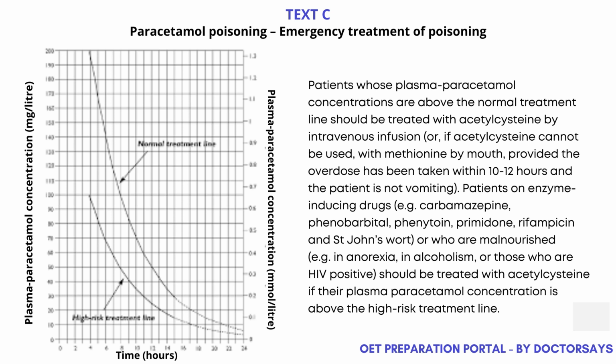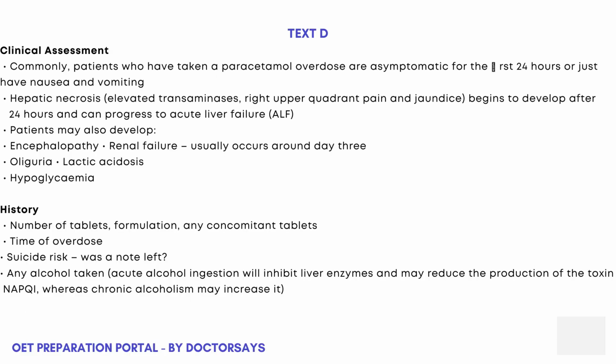So we have both the things here: the emergency treatment actions for paracetamol poisoning, and also the plasma or blood paracetamol levels are mentioned over here. So we have our answer for question number 2, which is text C. So we're going to write text C in the answer for question number 2.